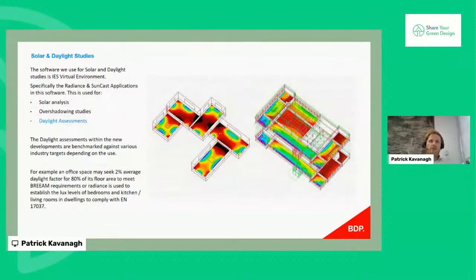And then with daylight assessments, we use IES Radiance to carry out daylight assessments within new developments, and these are benchmarked against various industry targets depending on the use. For example, an office space may seek 2% average daylight factor for 80% of its floor area to meet a BREEAM credit requirement. Or if we're looking at complying with the EN 17037 requirement, then we'd be looking at Radiance to establish the lux levels of bedrooms and kitchen living rooms in dwellings.